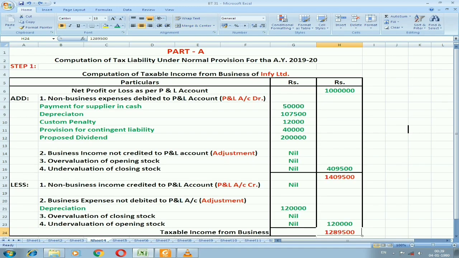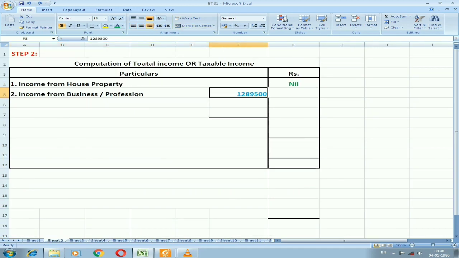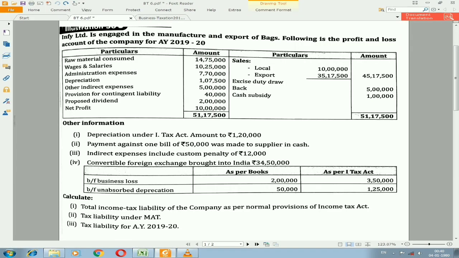Income from business, as you have got the answer of the first step, that will be income from business, that is 12,89,500. So that you are supposed to take. From that, if we are having any losses, we are supposed to deduct, as the illustration includes a loss for business. In the illustration, they have given brought forward business loss, and also brought forward unabsorbed depreciation.